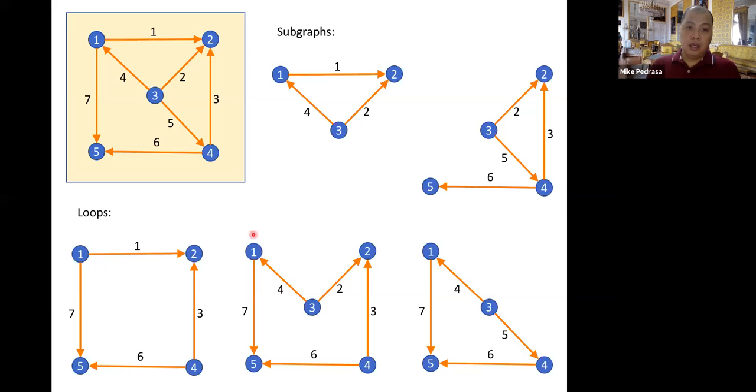This one is another loop. So 1, 3, 2, 4, and 5, you go through those nodes one after the other, in that order, and you form another loop. You start at node 5, you go to node 4, node 3, node 1, and then you go back to node 5, and that's another loop. I think you agree with me that there are several loops for this graph.